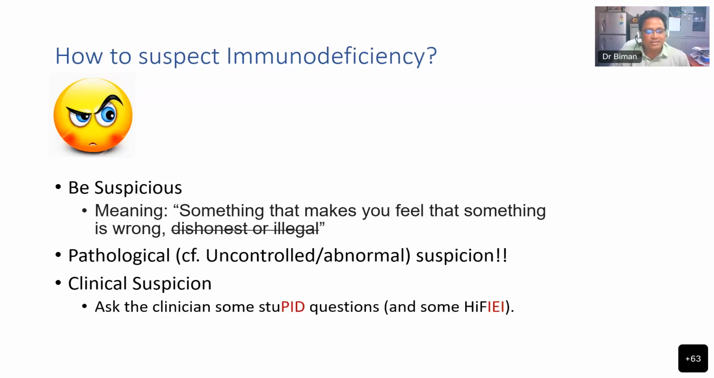So a high index of clinical suspicion is needed, and since pathologists don't interact with the patient many times, we are in the background. What we deal with are reports and the results of tests. So if you have something in mind, do not hesitate to pick up the phone and call the clinician and ask, even if they are stupid questions, because PID lies in those stupid questions, and even in the hi-fi questions, you have the IEIs, or the inborn errors of immunity.